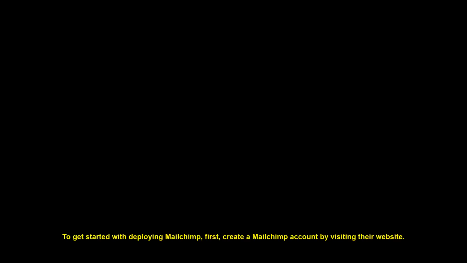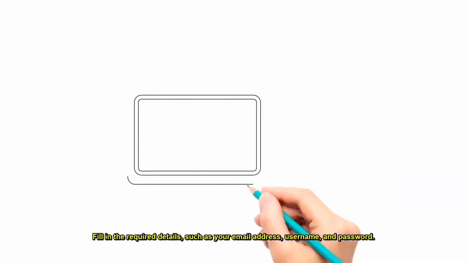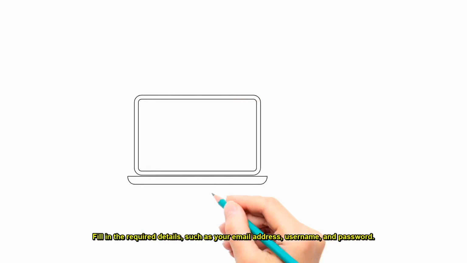To get started with deploying Mailchimp, first, create a Mailchimp account by visiting their website. Fill in the required details such as your email address, username, and password. Once you have completed your registration, log into your account. Next, familiarize yourself with the Mailchimp dashboard.